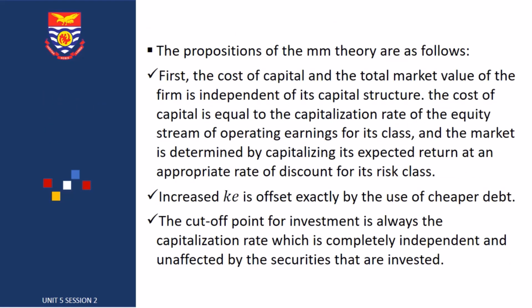So these are some of the other propositions of the Modigliani and Miller theory. So first of all, the cost of capital and the total market value of the firm is independent of its capital structure. That is the one we just said. So second, the increase in the cost of equity capital is offset exactly by the use of cheaper debt. And the third one is the cutoff point for investment is always the capitalization rate, which is completely independent and unaffected by the securities that are invested.